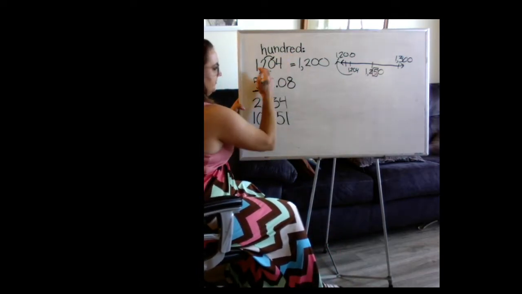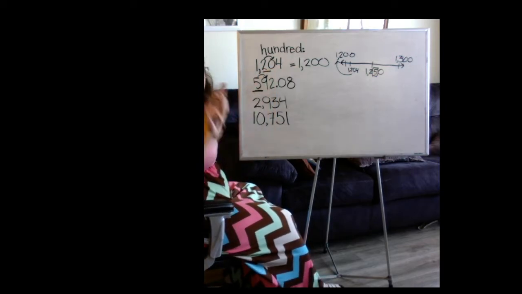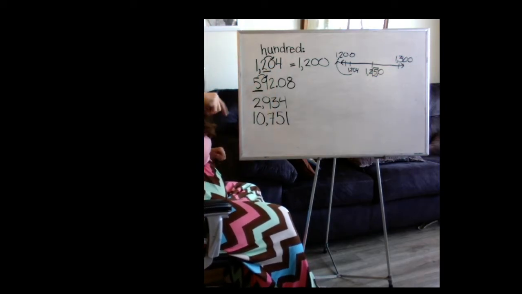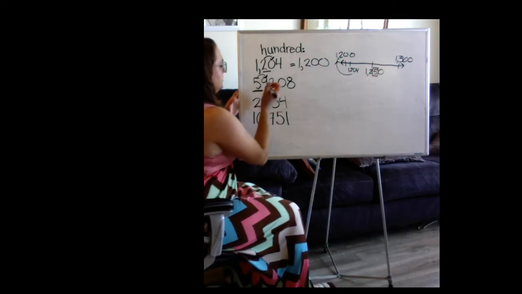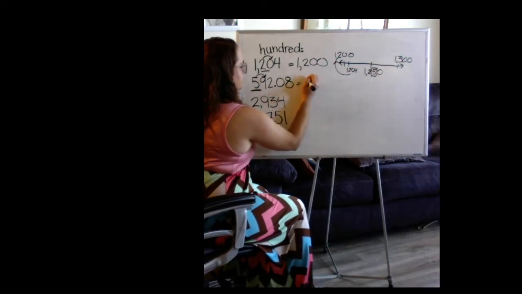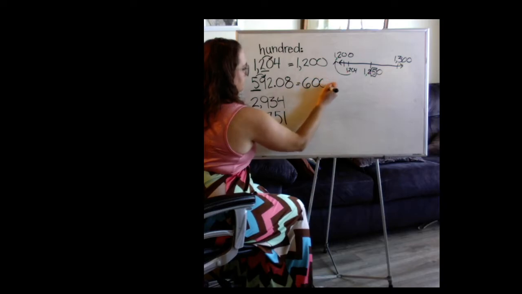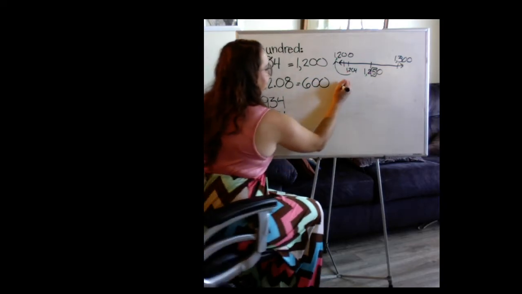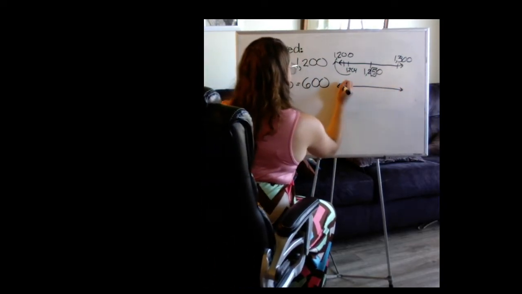For my next one, I'm underlining the 5 in my hundreds place, and I'm looking at that 9. 5 and above, raise it up. 4 and below, stay the same down low. 9 is 5 and above, so my 5 becomes a 6, and all numbers to the right become zeros, so my answer is 600.